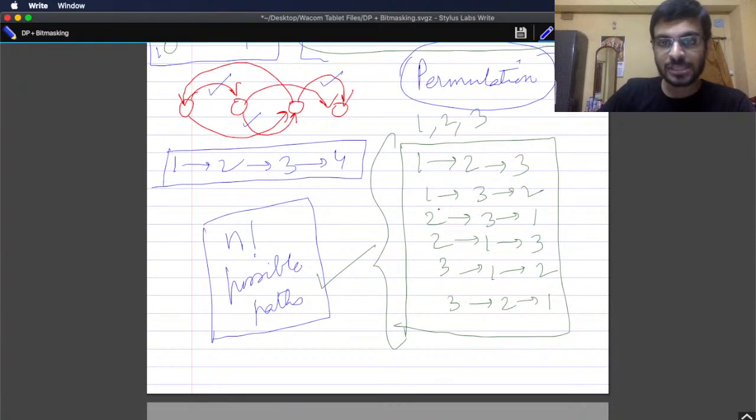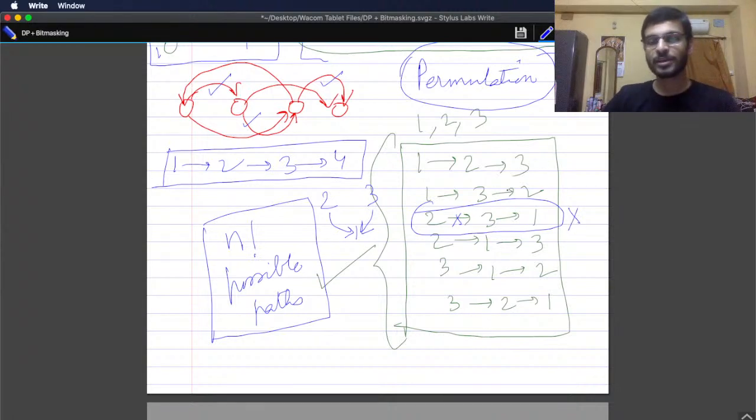Suppose you have your graph something like this, where 2 and 3 are not connected in this manner. Suppose you have something like this, 2, 3, 1. Suppose 2 is connected to 1, 3 is connected to 1, but 2 is not connected to 3, so you cannot have this path. Okay? So whether any path exists or not depends on whether all these edges are defined. If both the edges are defined, I can say this path makes sense to me.